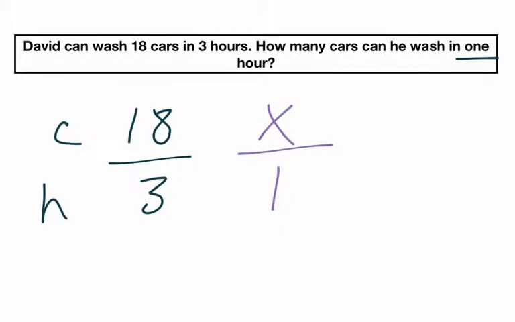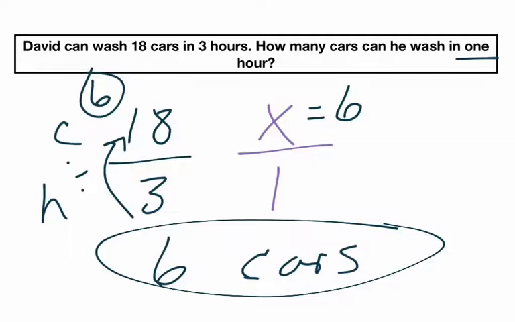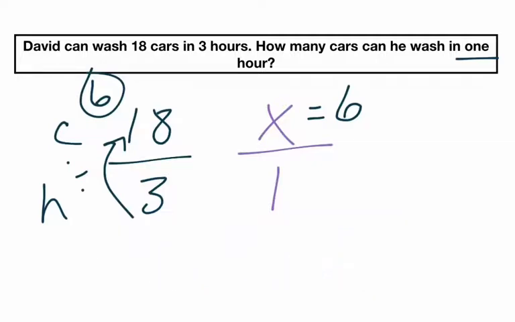Okay. Well, for some of you guys, this is pretty self-explanatory. When you find unit rate, one thing you can always do is divide your numerator, your top number, by the denominator. How many times does 3 go into 18? Well, if you divide 18 by 3, you're going to get 6. And so that ends up being your unit rate. X is going to be equal to 6, which means David can wash 6 cars in 1 hour.